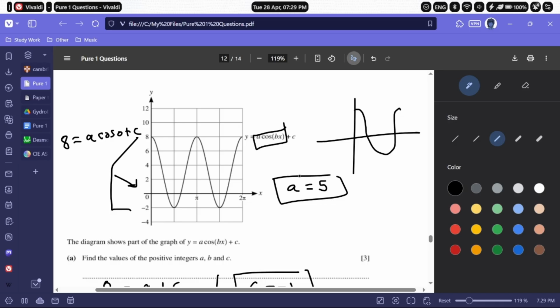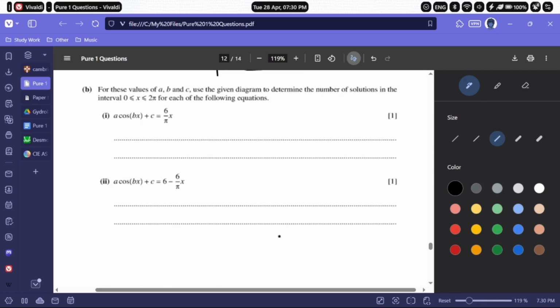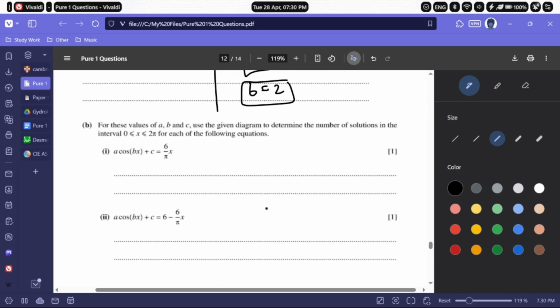And then you have your b, which is the period. Now, you have two oscillations in 2 pi. The original cos x graph has one oscillation in 2 pi. So you basically contracted it, or like this stretches by a scale factor of 1 by 2. So b would just be 2. I'm sorry, I'm a bit tired. Okay.